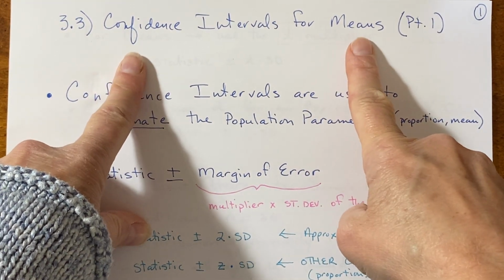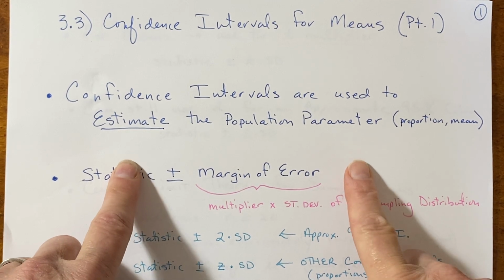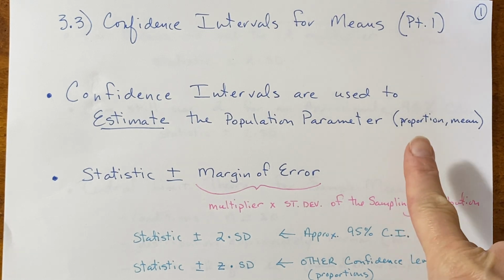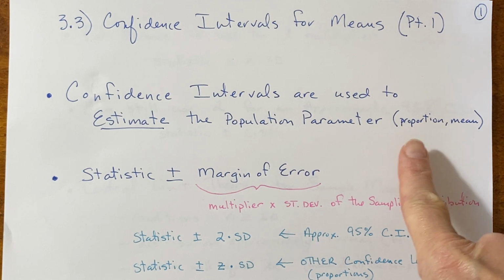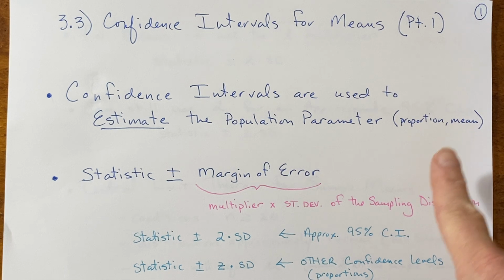Today we are doing section 3.3, more confidence intervals, except this time we're doing them for means. Remember that a confidence interval is just a way of estimating our population parameter, whether that parameter is a proportion or a mean that we are interested in. Previously we've looked at proportions, so today we're going to take a look at means.